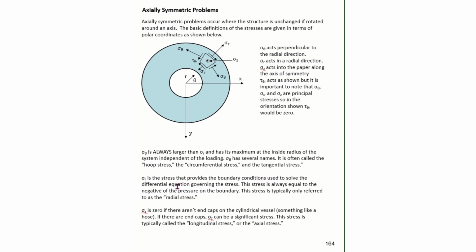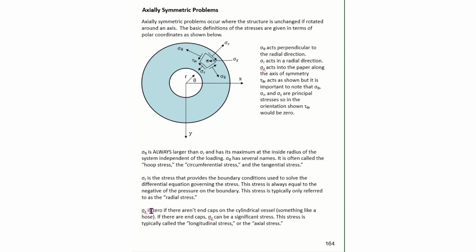Coming to our next note, we see that sigma r is the stress that provides the boundary conditions used to solve the differential equation governing the stress. And we'll see what I mean by this in the next few slides. This stress is always equal to the negative of the pressure on the boundary. What that means is that on the inside surface here, the radial stress is always equal to the negative of the inside pressure. And on the outside surface, sigma r is always equal to the negative of the external pressure.